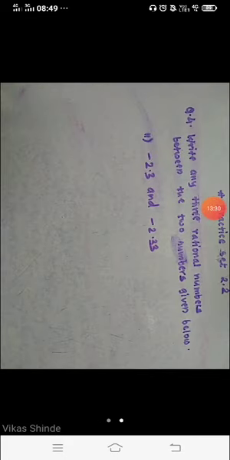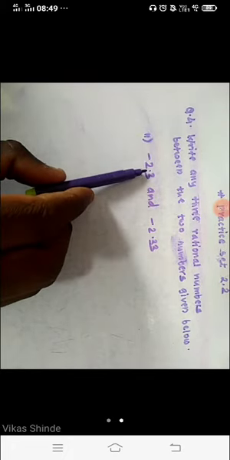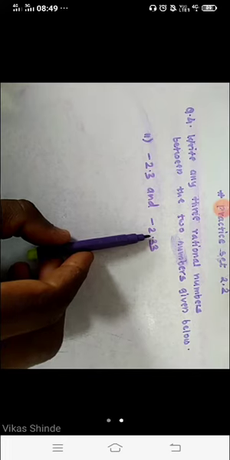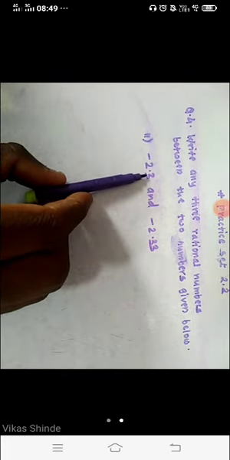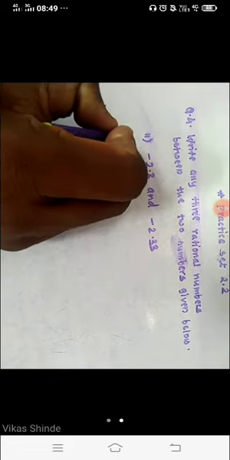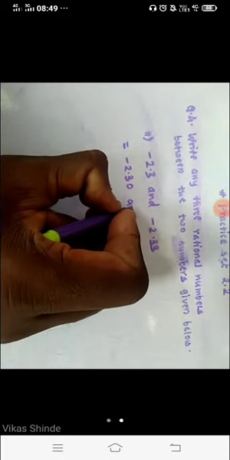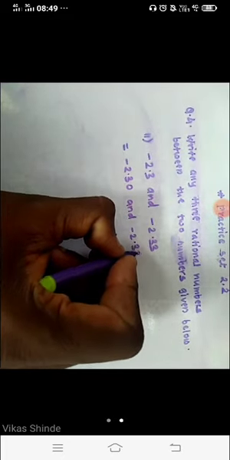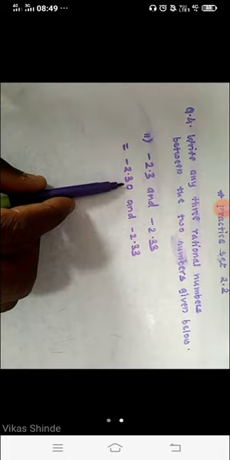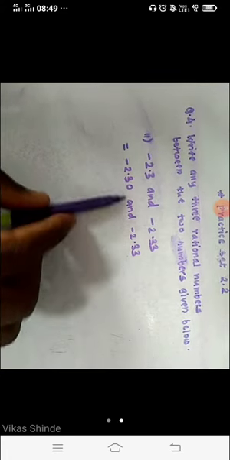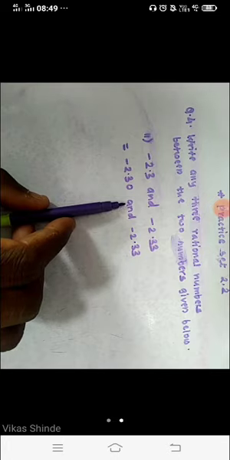Okay, student, look here, the second question: minus 2.3 and minus 2.33. After the decimal, here is one digit, and here are 2 digits. So we have to extend one more 0 here. In your solution, if you extend one more 0, we get minus 2.30 and minus 2.33. We want any 3 numbers, but if you compare, we know only 2 numbers are between these two, minus 2.31 and minus 2.32.